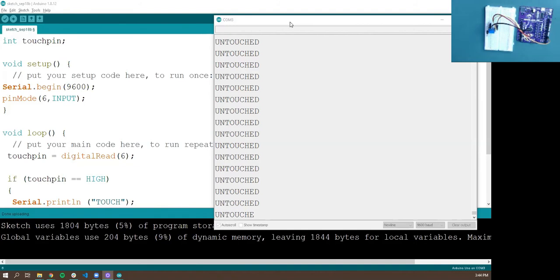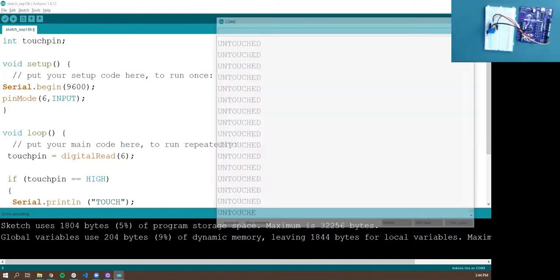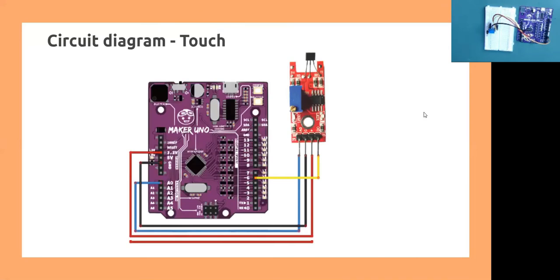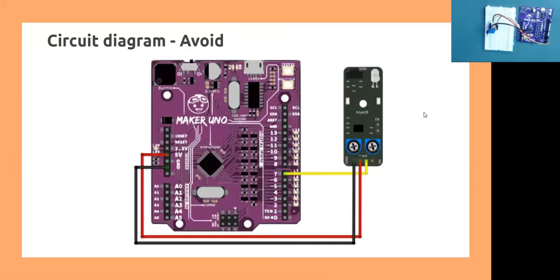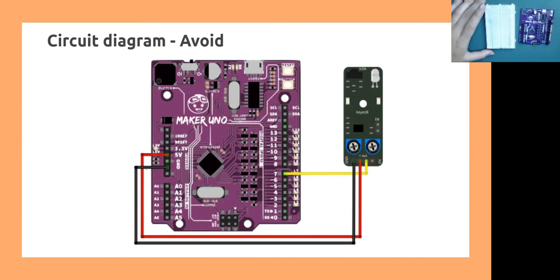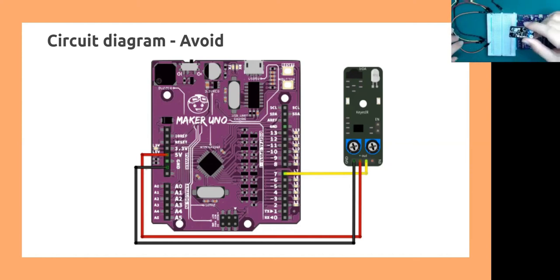Since there's no question, we shall continue to the next sensor, which is the avoid sensor. Okay, so let's unplug all this. Same thing, we will still need all the wires as well as the avoid sensor.